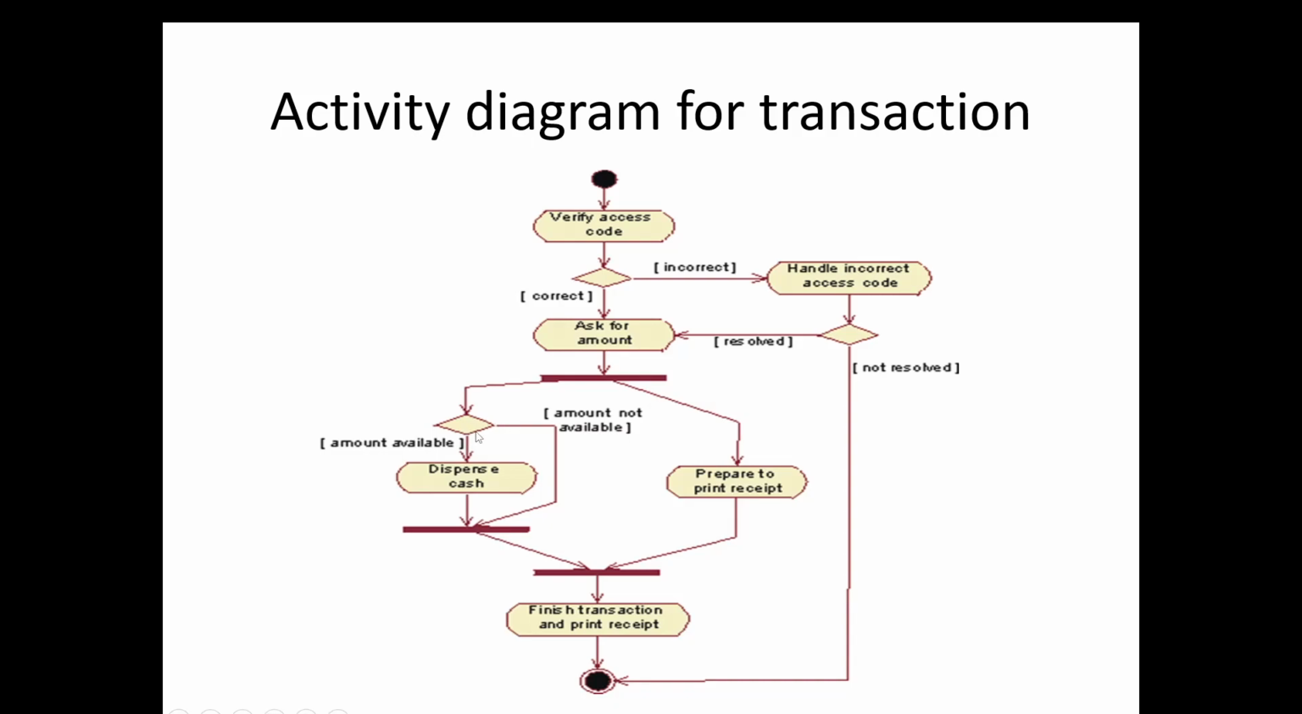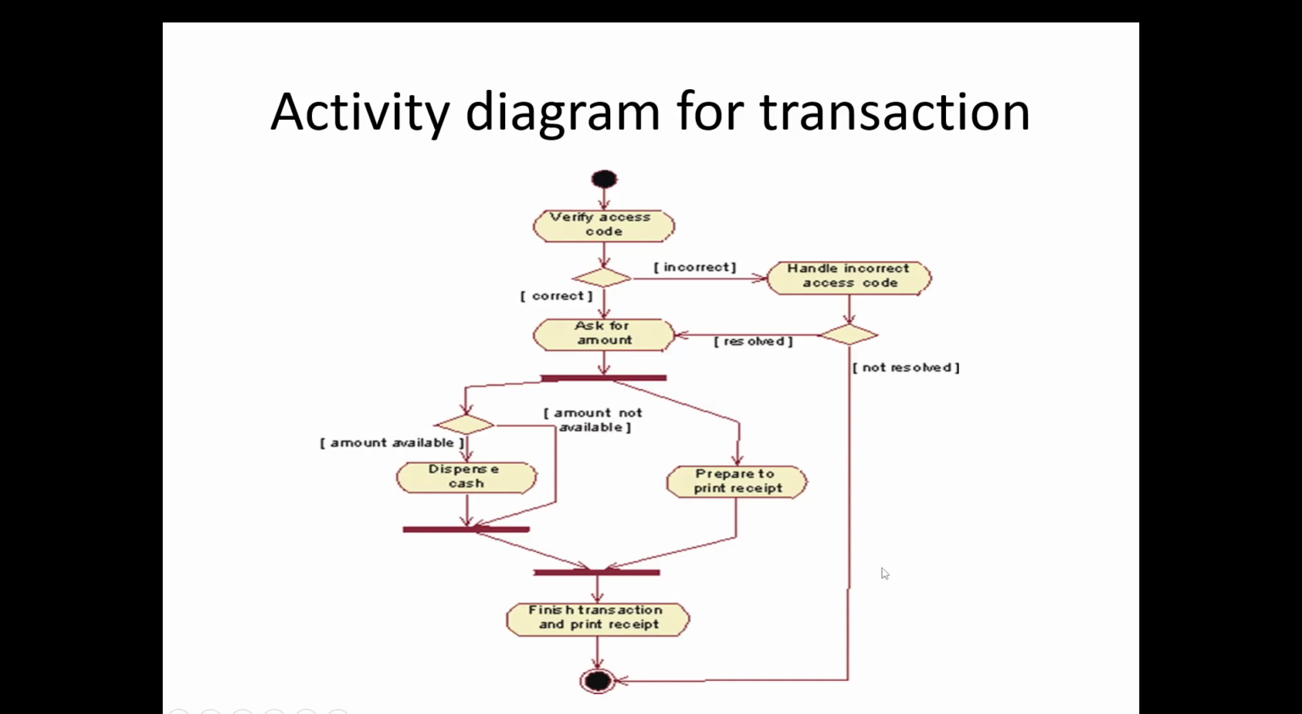So here it is checking the amount, taking the decision. If the amount is available, it will dispense the cash, and if it is not available, then it will come to this join part, and the transaction will be finished, and the receipt will be printed accordingly. So in this diagram we have used branch, fork as well as join. See, these activities are ultimately all joined here. I hope this is clear to you.